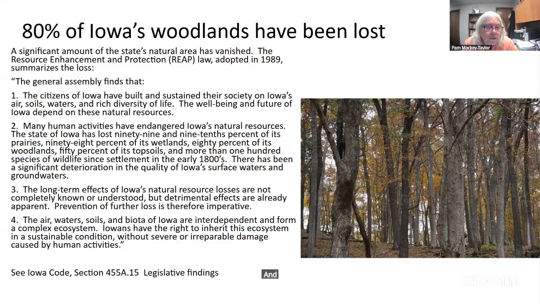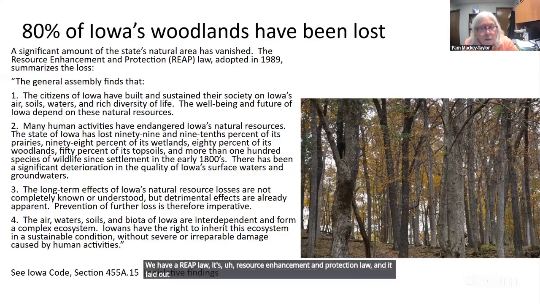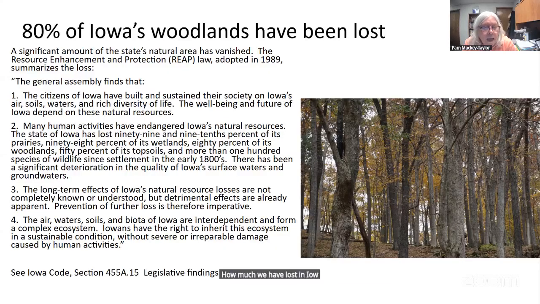And in Iowa's state code, we have a REAP law. It's the Resource Enhancement and Protection law, and it laid out how much we have lost in Iowa. And we've lost 99 and 9/10% of our prairies, 98% of our wetlands, 80% of our woodlands, 50% of our topsoils, and a large number of species of wildlife.